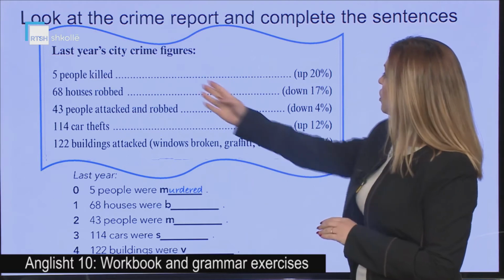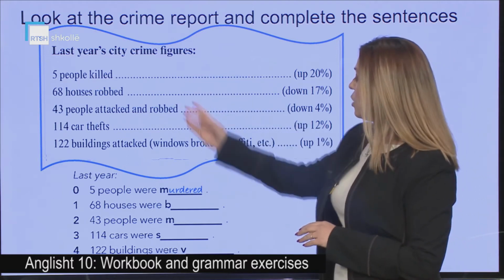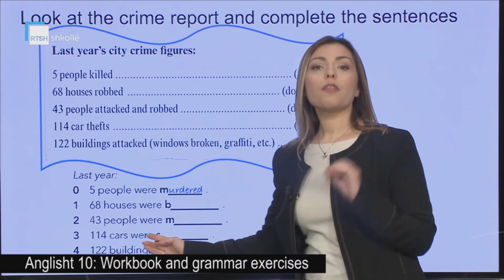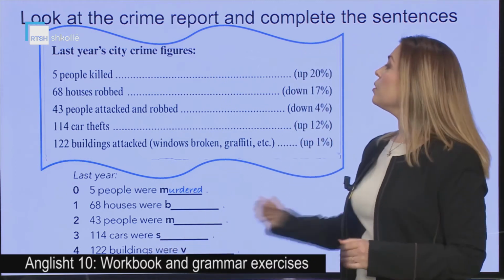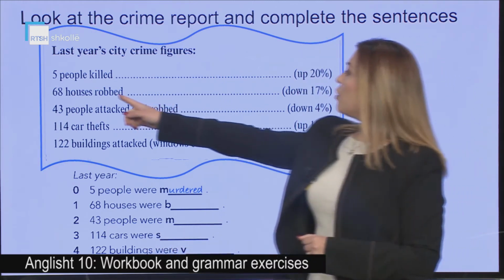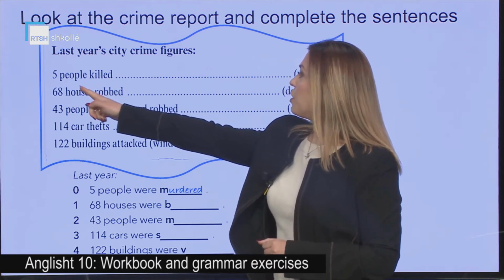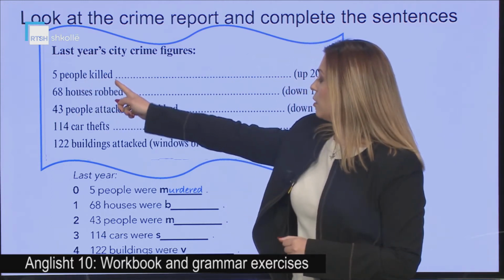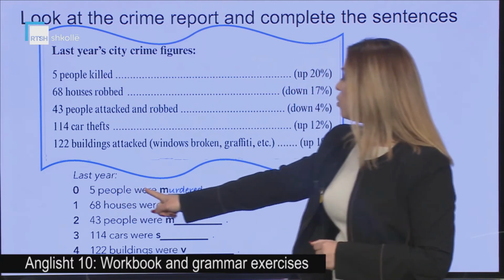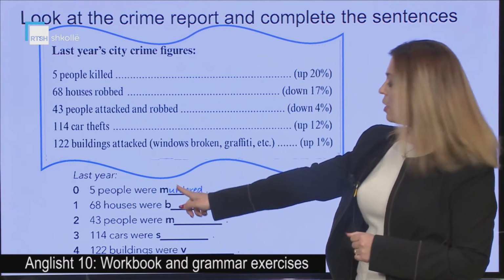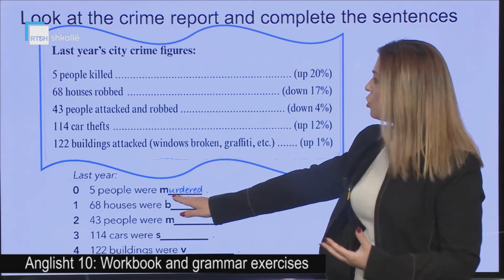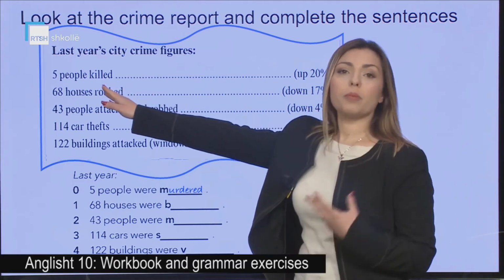Let's move on with some more vocabulary exercises. We have got now some information, and we need to find the appropriate verb. So, last year's city crime figures, 5 people killed. So 5 people were murdered. This is the appropriate verb to use to say when 5 people were killed.